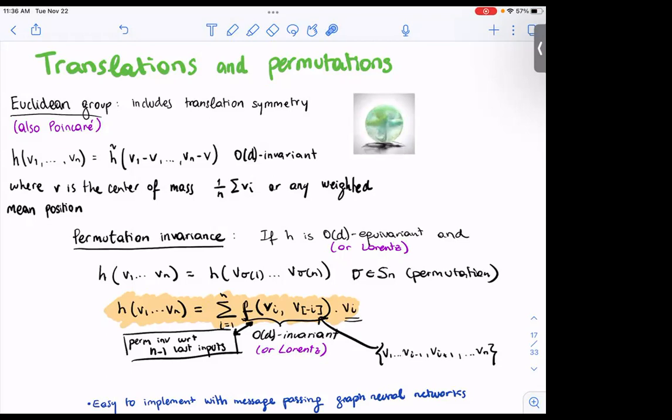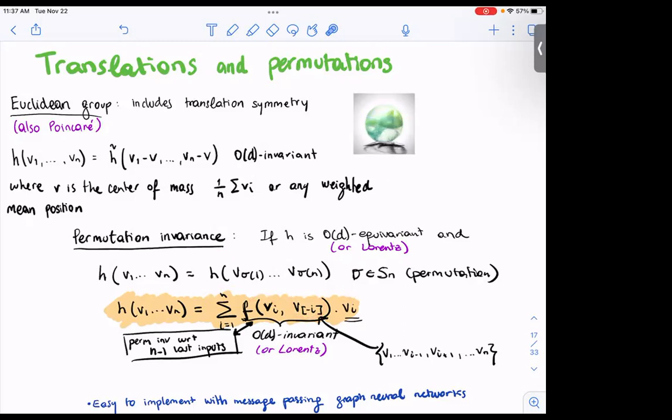And you can extend this model to express that. The idea is that if I have a function h of v1 to vn, and when I apply a permutation to my inputs the function doesn't change, so basically it's a permutation invariant function, then this function h can be written as a linear combination of the input vectors as before. And the function that is used for this linear combination is the same function for all the coefficients, but it is a function of the vector that is being multiplied, and then everything else as a set.